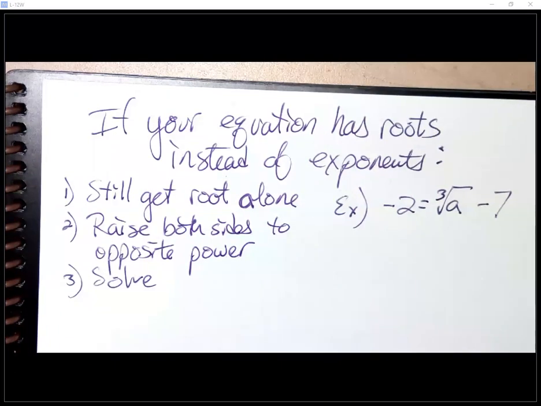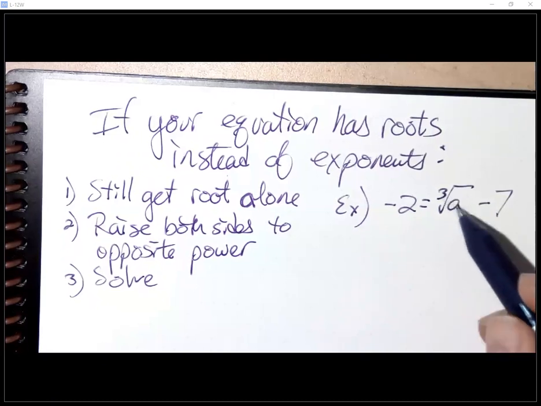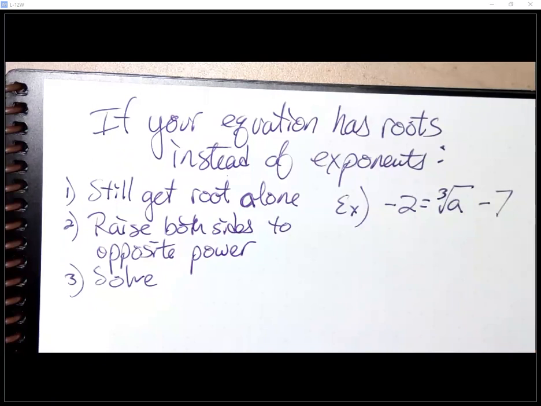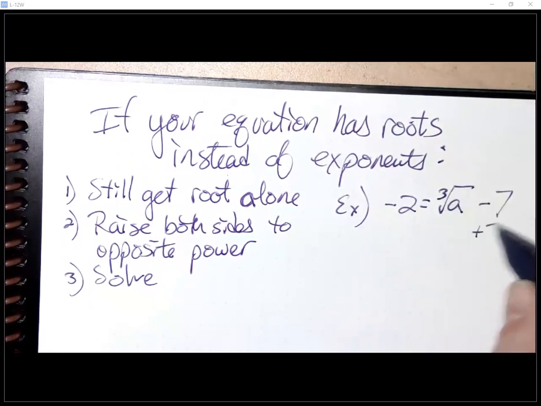Okay, so this one has a root instead of being raised to an exponent. You could just rewrite the cube root of a as a to the 1/3 power if you want to, and then do the same thing that you were. So if you'd rather exclusively deal in exponents, you could certainly do that. Or I still just want to get the root by itself. So let's add 7 to both sides.